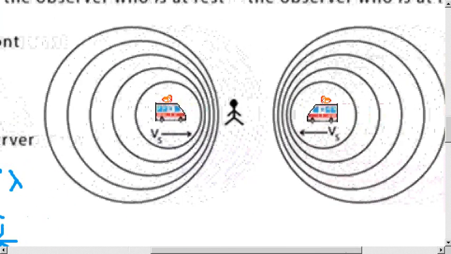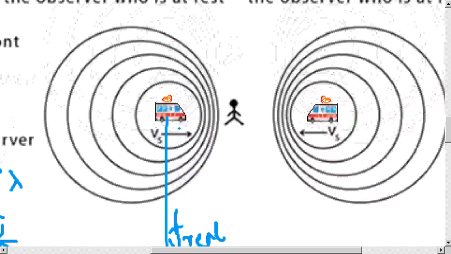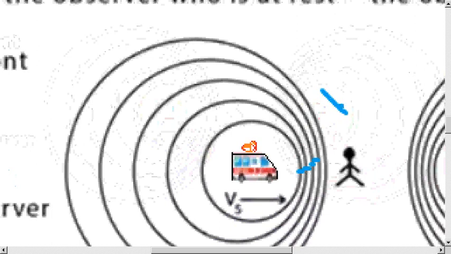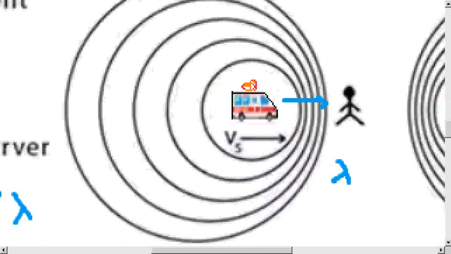Now, having a real frequency F real for this ambulance, the ambulance is moving towards the observer. You can see the observer is stationary, at rest, but the ambulance is moving towards the observer. So what is the change that we can see in these wave fronts? The wave fronts are packed here, they are very close to each other. These small distances are lambda, the wavelength. So what has happened to the wavelength at this side? The wavelength has decreased.